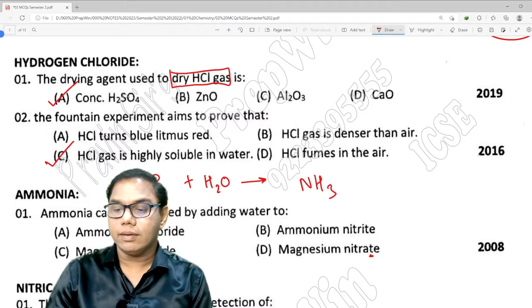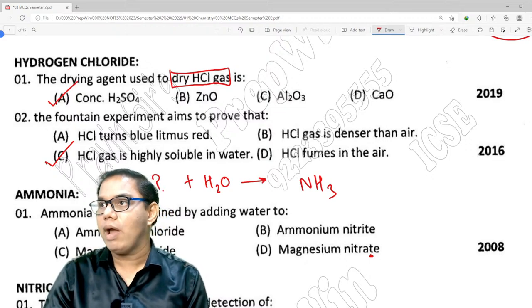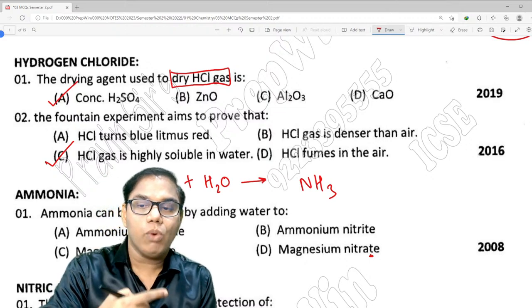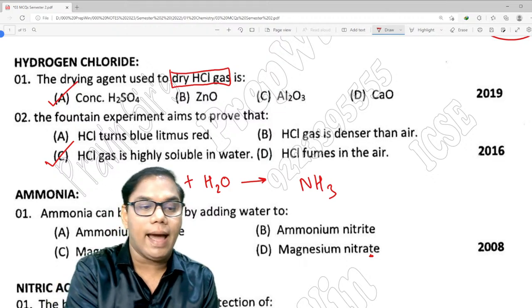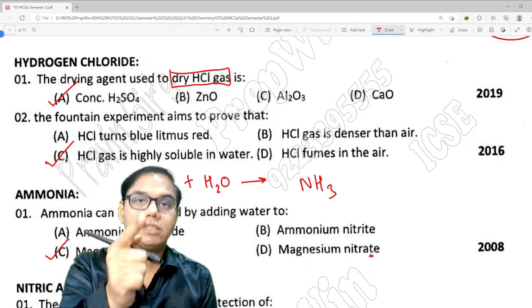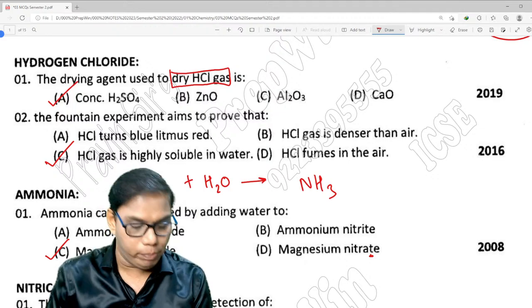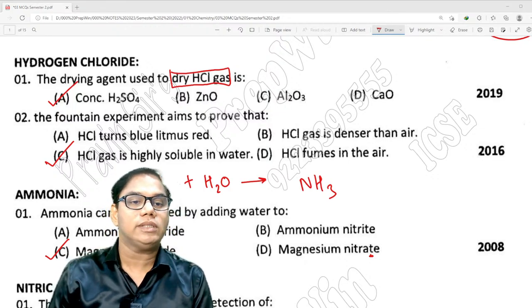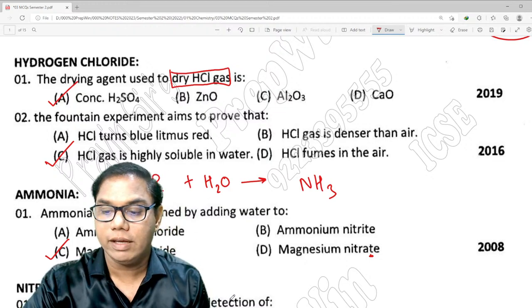Am I lagging? Is everything fine? Is my audio and video going parallelly or is there a lag? Correct answer is C. Yes, all my champions are ready for tomorrow's exam. I can see that from the way they are giving the answers.